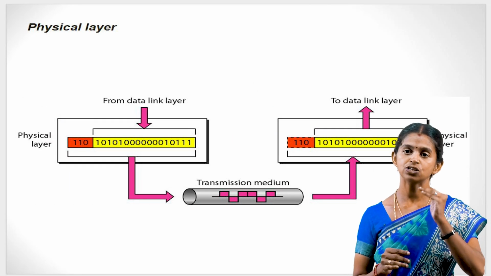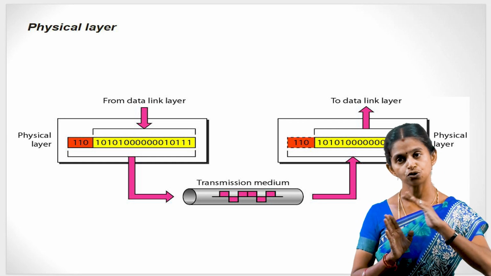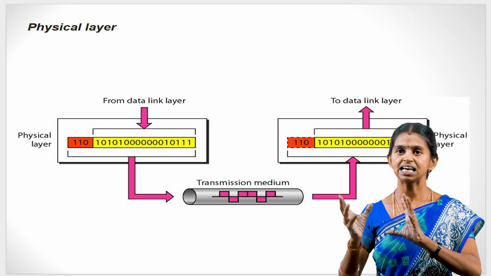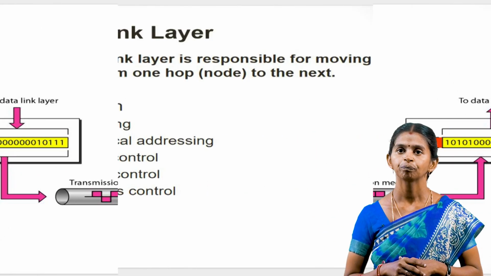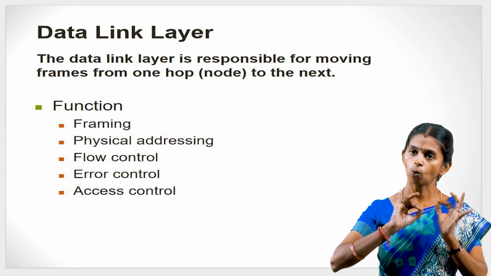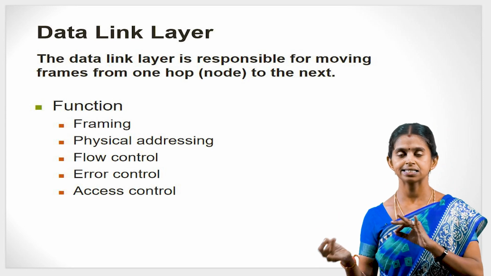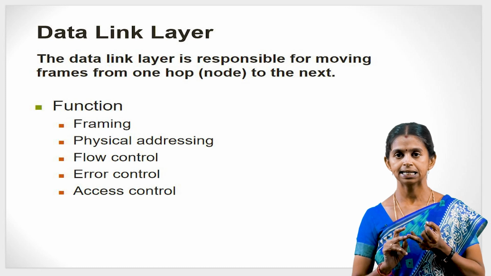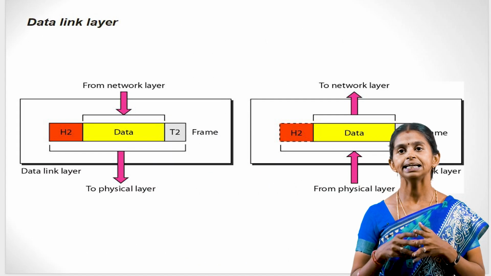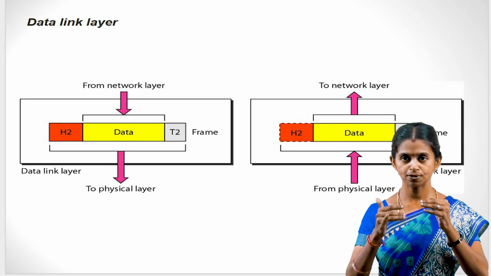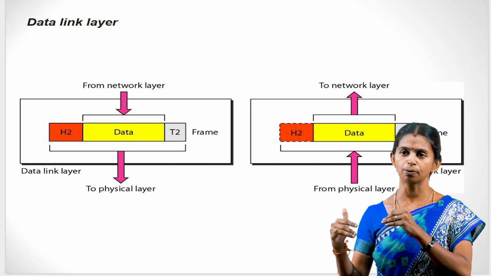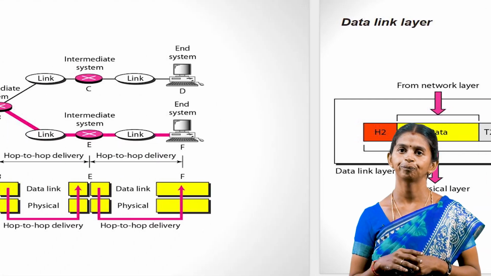Physical layer: the data are transmitted from the data link layer to the transmission media and from the transmission media to the data link layer. Data link layer. The data link layer is responsible for moving frames from one hop, that is node, to the next. The functions are framing, physical addressing, flow control, error control and access control. From the network layer to the physical layer the data are transmitted, and the data are retransmitted from the physical layer to the network layer.